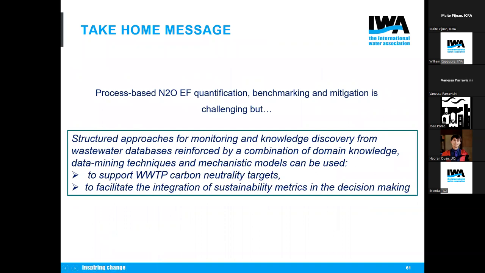So to conclude, just a short take-home message. Process-based N2O quantification, benchmarking, and mitigation, we know it is still challenging, but structured approaches for monitoring and knowledge discovery from wastewater databases, reinforced by a combination of domain knowledge, data mining techniques, and mechanistic models are powerful tools to support wastewater treatment plant carbon neutrality targets and to facilitate the integration of sustainability metrics in the decision making.